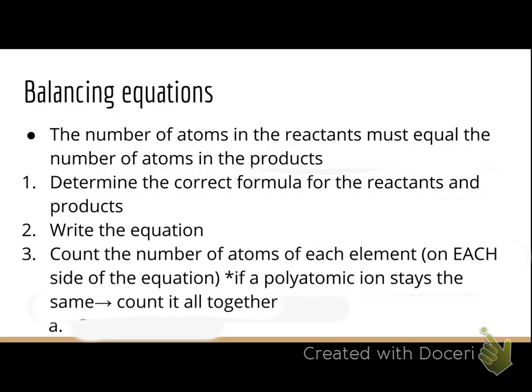If you have a polyatomic ion that stays the same from reactants to products, so it's a sulfate in your reactants and it stays sulfate on the products, you're going to count that together. So you're going to count this as sulfates right here. That should be a subscript on that 4. You're going to count it as 1 sulfate and 1 sulfate instead of counting 1 sulfur and 4 oxygens.